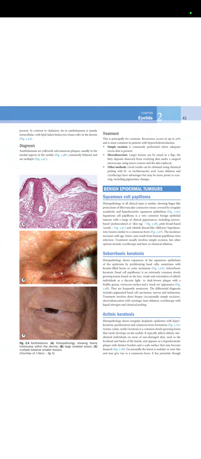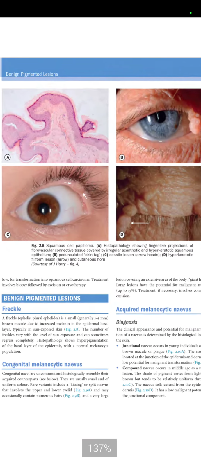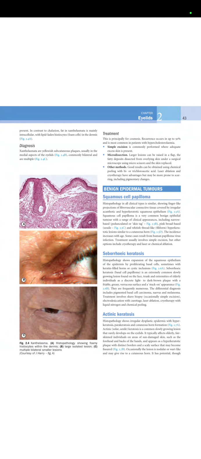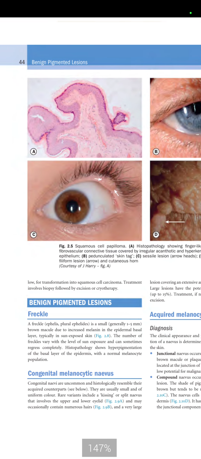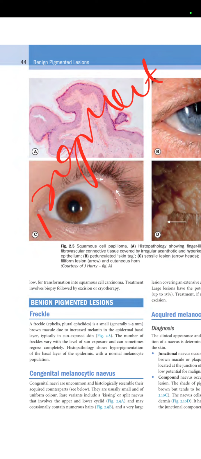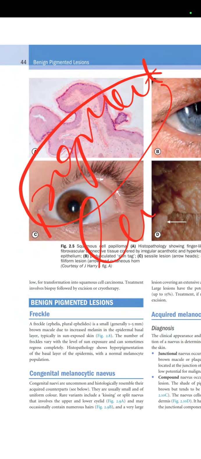So next is basically the benign pigmented lesions. So what we had earlier was benign epidermal tumors, now benign pigmented lesions. As the name suggests, they are pigmented lesions, you will see the color in such type of lesion, and these are benign. They are not carcinomatous, and they are not metastasizing. So number one is freckle.